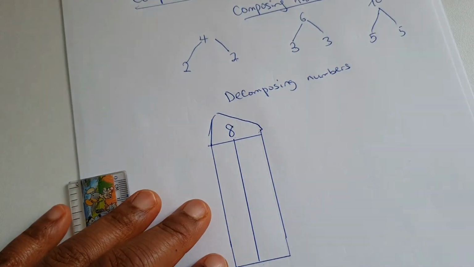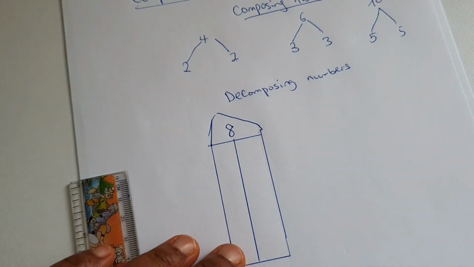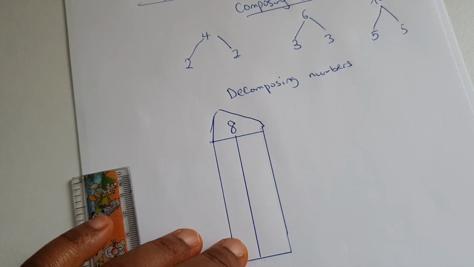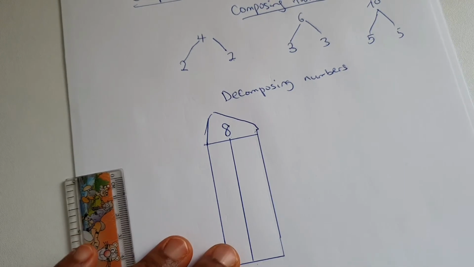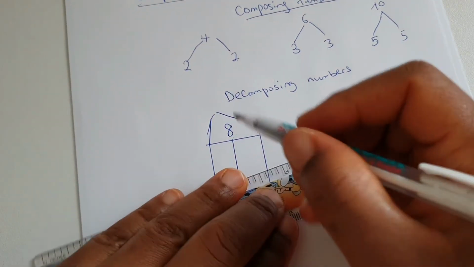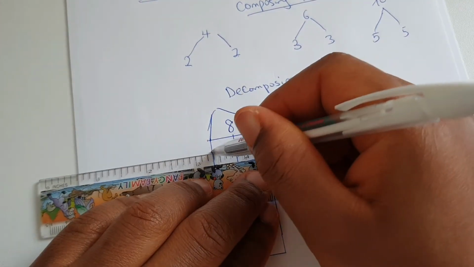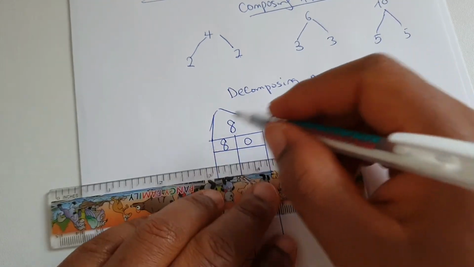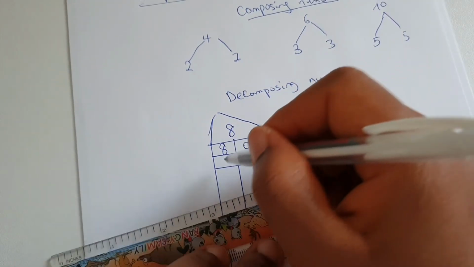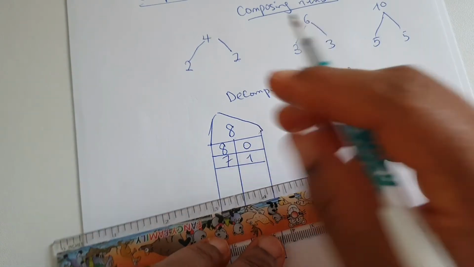So what we will do now is to see how it goes, and it goes this way. Let me start from the number 8. That is 8 plus 0 will give you 8. Now 7 plus 1 will give you 8.